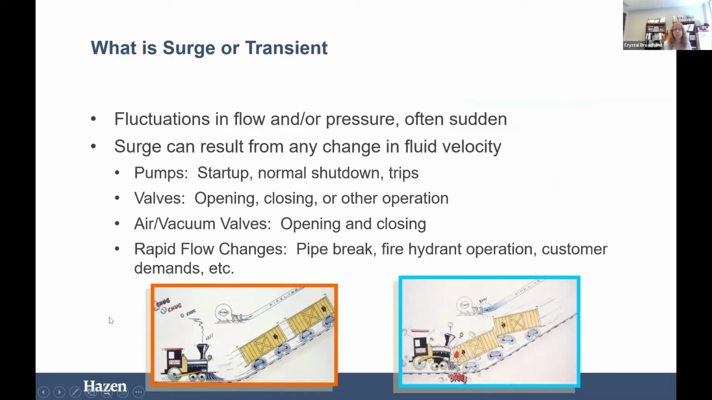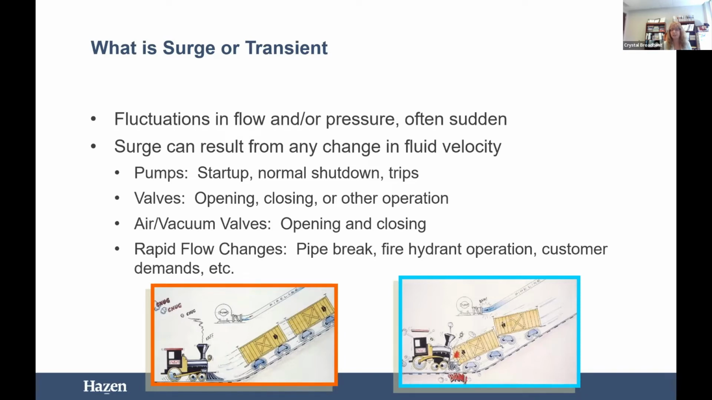So what is surge? Surge is a fluctuation in flow or in pressure that often happens suddenly. I like to remind people, and you may have read this in literature, that for every 1 foot per second instantaneous change in velocity, you will see a rise of 50 to 60 psi. That rise will be on the suction side of whatever's causing your transient, or a drop in pressure on the discharge side. Things that could cause a transient could be a pump, just normal operation of the pump starting or stopping, or a sudden power loss at your pumps.